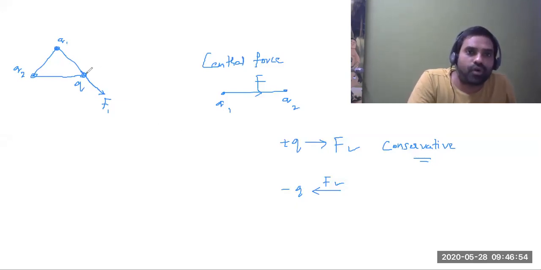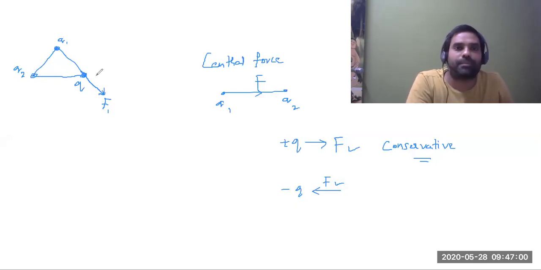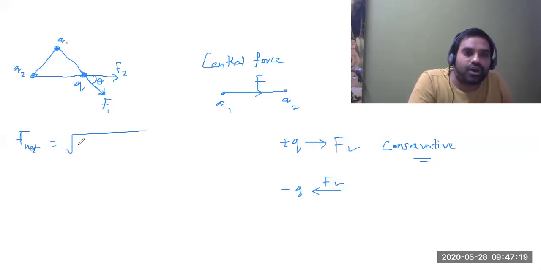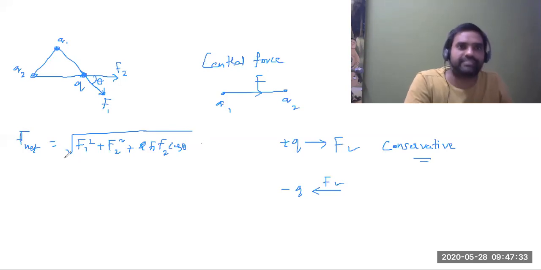Okay, guys. Now, if you want to find the net force on any charge due to the remaining two charges, you have to apply the superposition principle. The force due to Q1 is F1, acting like this, and the force due to Q2 is F2, acting like this. Suppose theta is the angle between F1 and F2, then the net force acting on Q is the square root of F1 squared plus F2 squared plus 2 F1 F2 cos theta, using the parallelogram law. This is going to be F net.